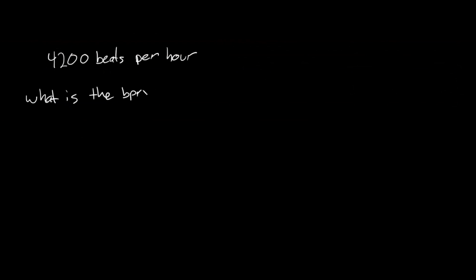Let's do one more problem. So let's say that we're told a person's heart beats 4,200 times, so 4,200 beats per hour. And we want to know what is the BPM. And BPM stands for beats per minute. So in this problem, we're looking for the beats in a different unit of time. So we can rewrite this: 4,200 beats per 1 hour.